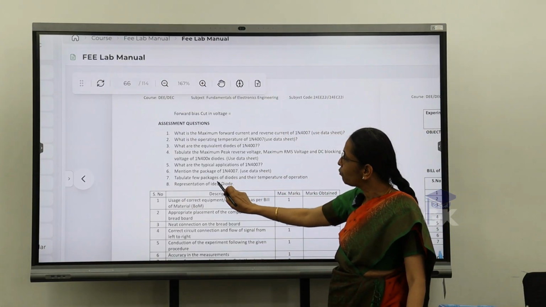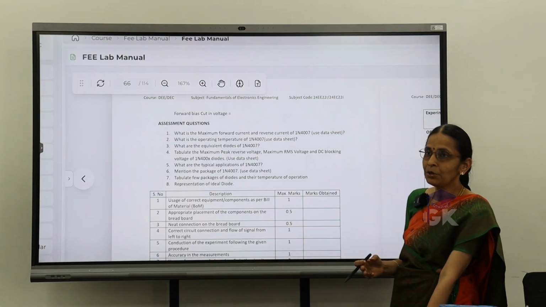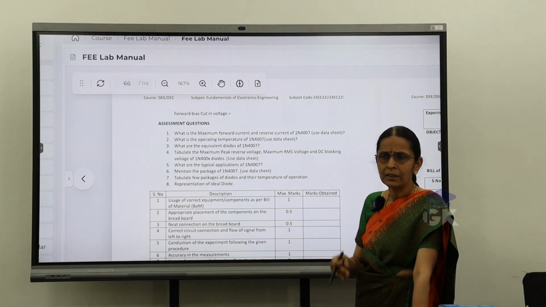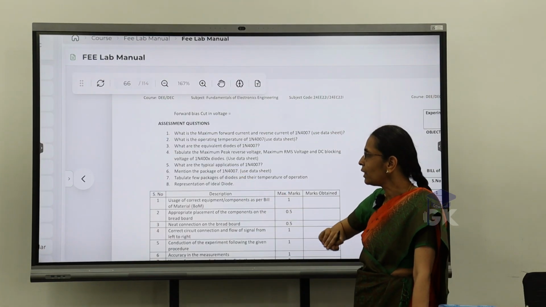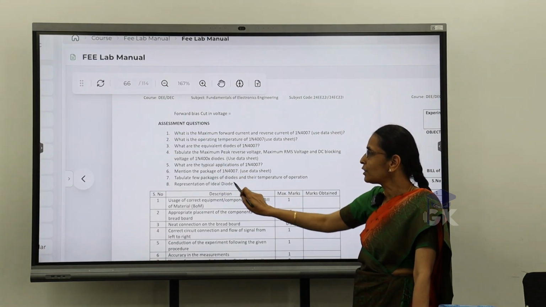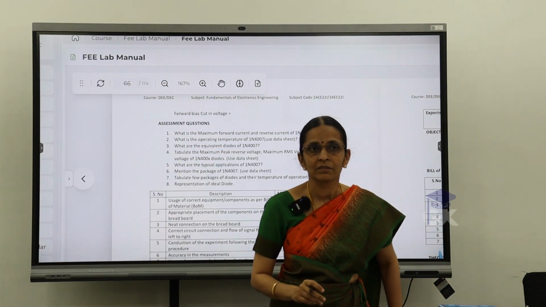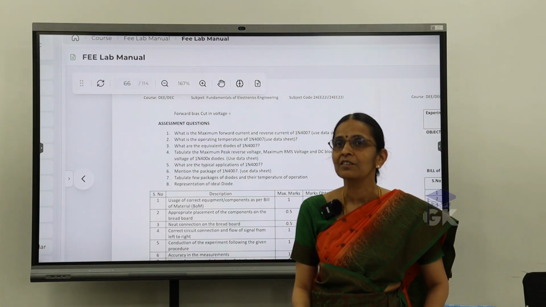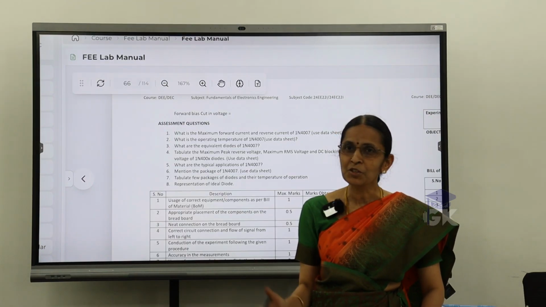Next, tabulate a few packages of diodes and their temperature of operation. As I told you, you can have a plastic package, you can have a glass package, and within that DO itself, there could be many variants available. Okay, all that has to be listed. And representation of an ideal diode. How do I represent an ideal diode? Just now we discussed it.